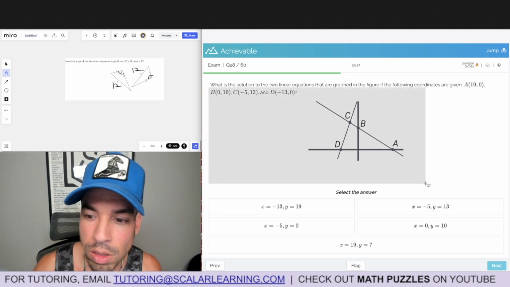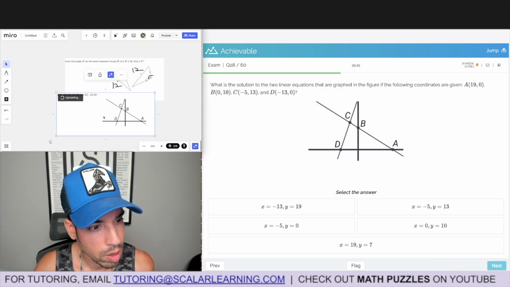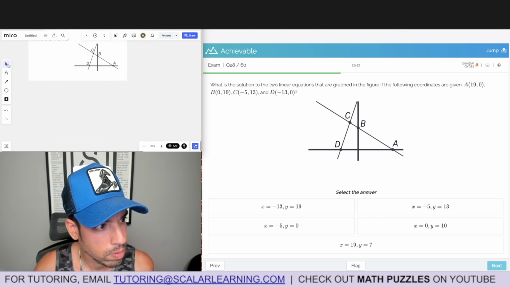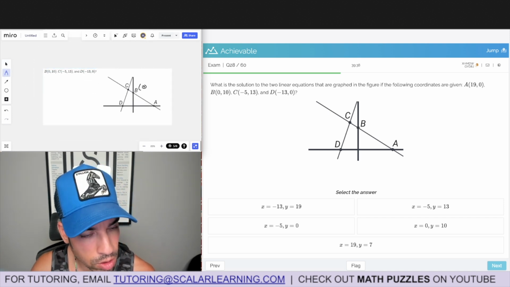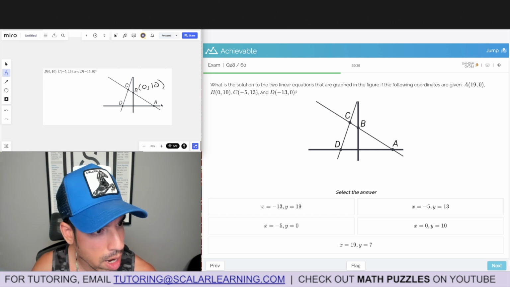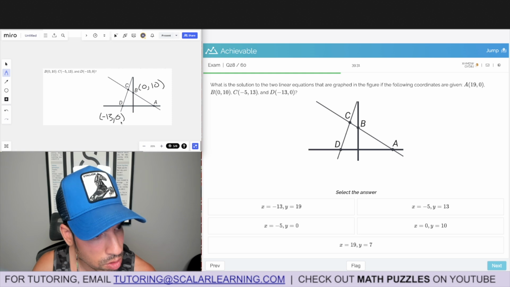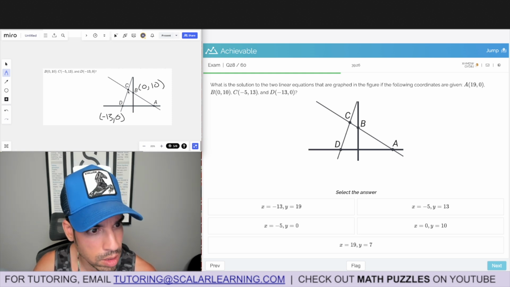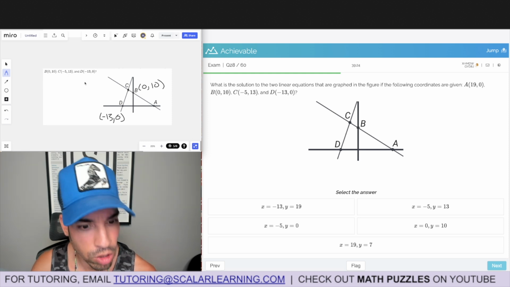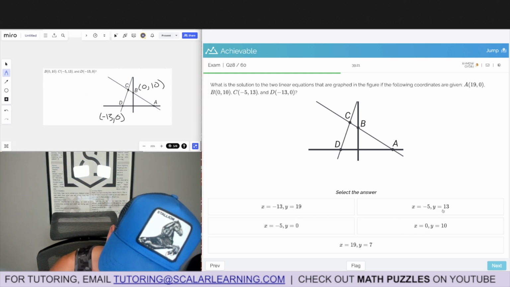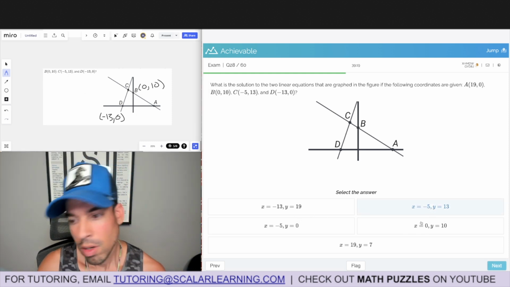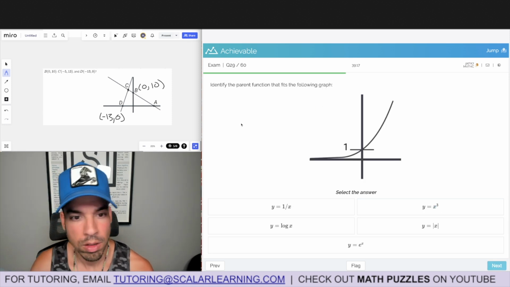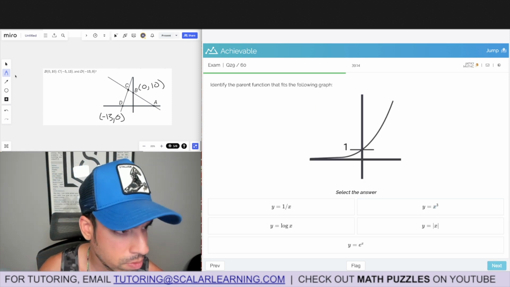Okay, let's draw this out. Here we go. Okay, so we got B is 0, 10. We know that A, oh no, we don't know A. We know D is negative 13, 0. We know C is, wait, it's C. C is the solution. We don't have to do anything. That's the intersection point, so it's negative 5, 13, right? That's it. Okay, cool. Next, identify the parent function that fits the following graph.